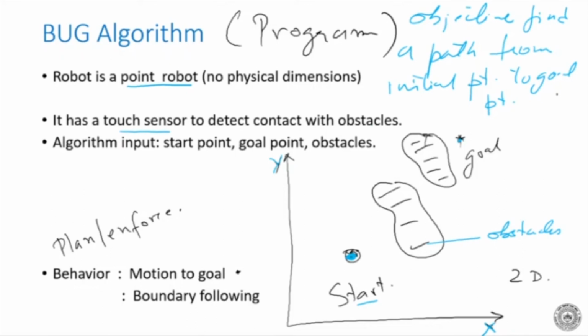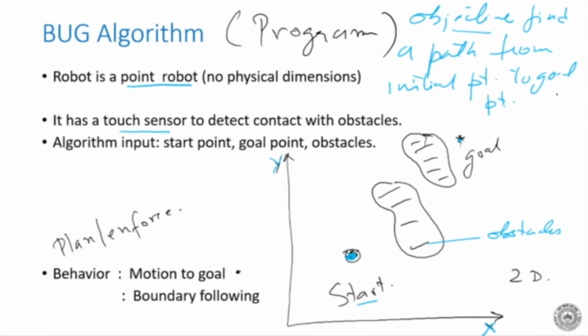Now, what is the objective? The objective is to find a path from the start point to the goal point, avoiding the obstacles. Well, not avoiding the obstacle, it is touching the obstacle, not going through the obstacles. So the objective is to find a path from the initial point to the goal point.